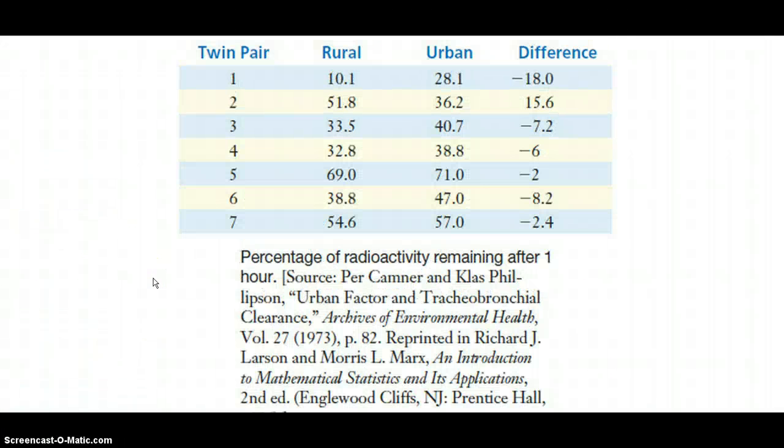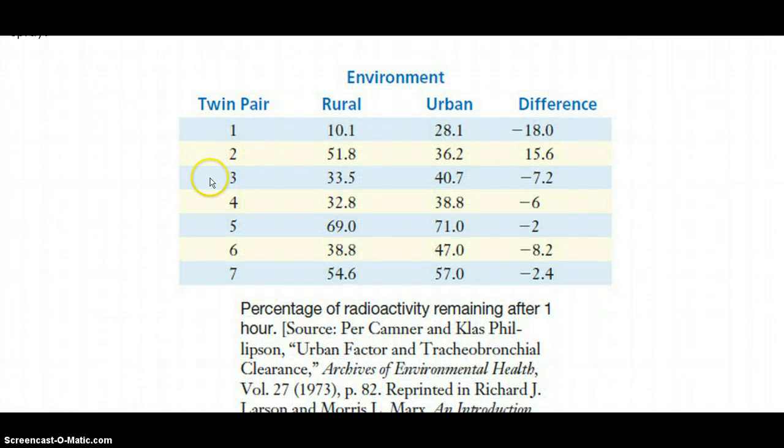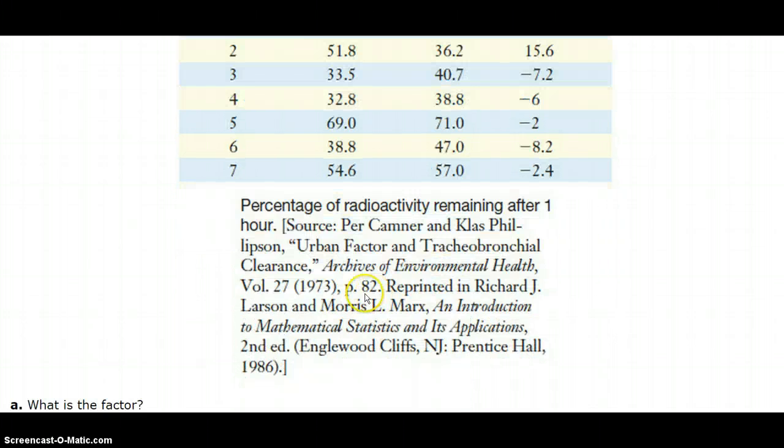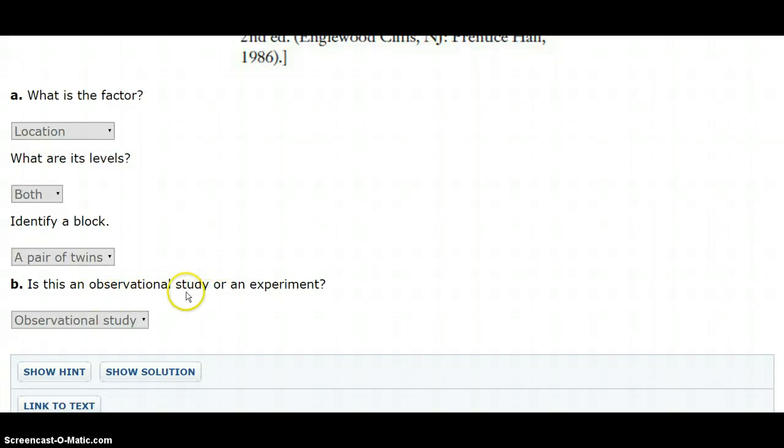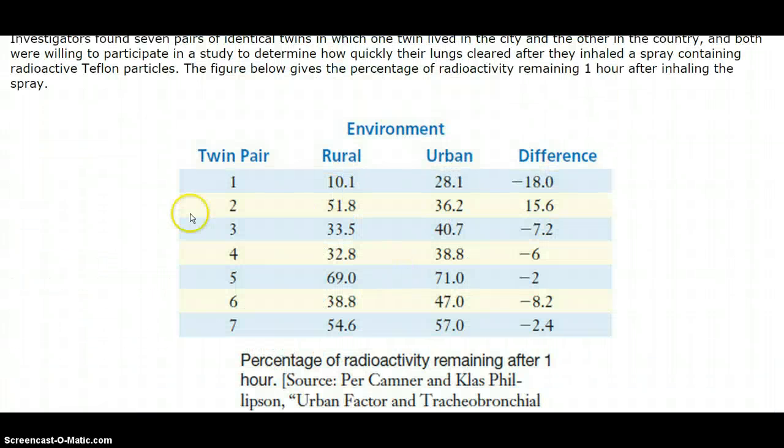A given block, right here, each row is a block, so it's a pair of twins. And again, that's to reduce the variability. And is it an observational study or an experiment? So as I said earlier, it's an observational study. Why? Again, an experiment is a very strict set of rules that it needs to follow to qualify as a true experiment.